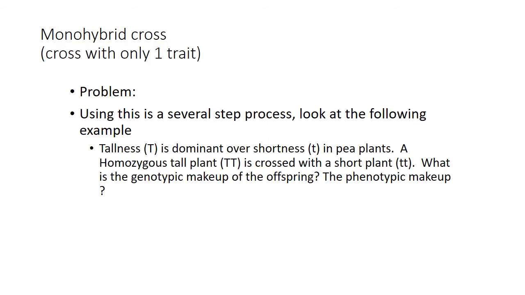Now, using a several step process, we are going to look at tallness is dominant over shortness, which is kind of what we just did there. A homozygous tall plant is crossed with a short plant, and we're going to look at the offspring. The phenotype, what is the phenotype? Remember, phenotype is similar to physical, ph for phenotype, ph for physical, and genotype, geno for gene, your DNA, and we're going to use alleles to write down what they're going to be.